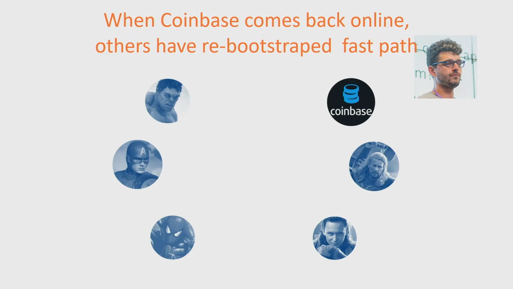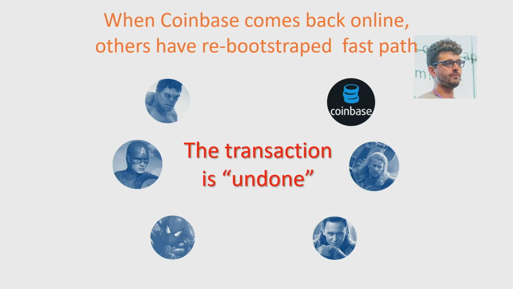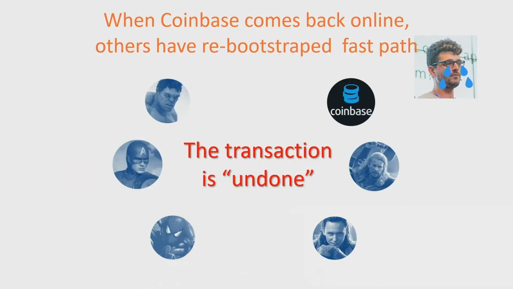So when Coinbase comes back online after 1 day, all of the other nodes have rebootstrapped the fast path, and the notarization of this transaction has not appeared on the slow path. So what happens here is that no one else sees the notarization, and no one else includes this transaction into their log. So this transaction is somehow being undone by all of the other nodes. So now Patrick lost his Ferrari car, and he doesn't receive any payments, so the only thing he can do is just cry.